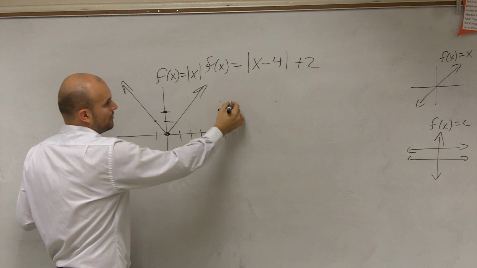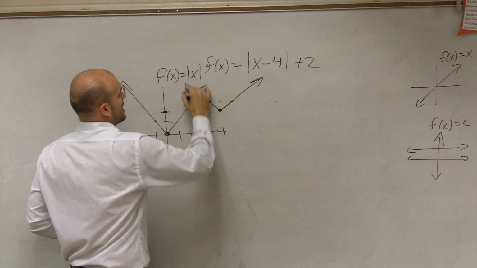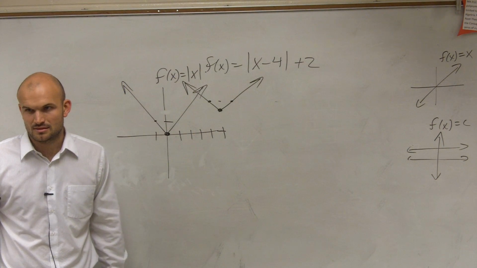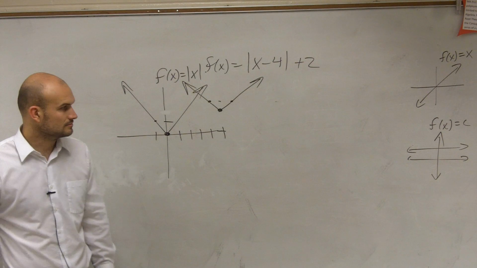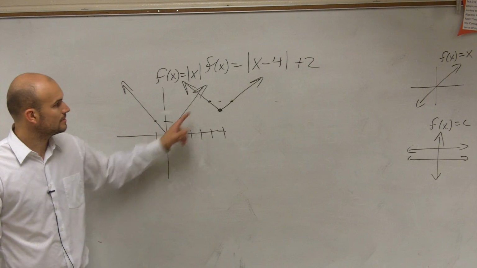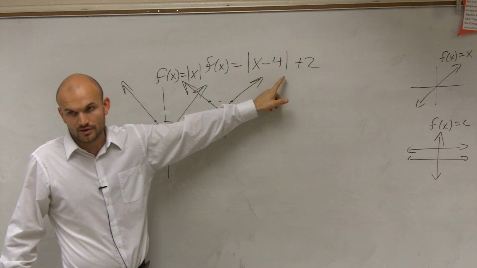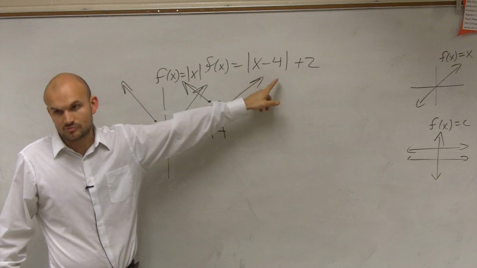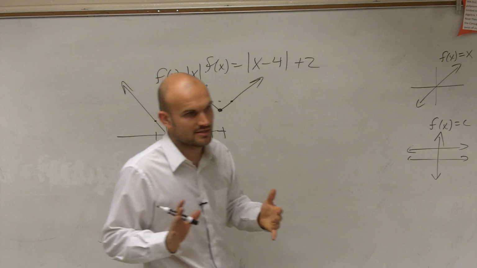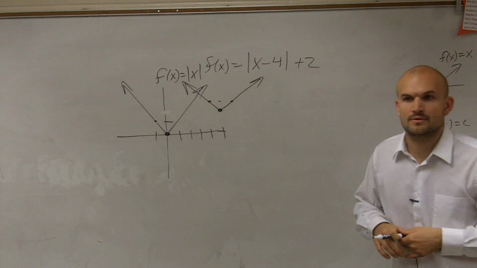So I'm still going to go up 1 to the right 1, up 1 to the left 1. And now my graph looks like that. Does that make a little bit of sense? So over 4, up 2. I went up 2 because it's plus 2, and I went to the right 4 because it's subtracting inside. When it's inside the function, that shifts it left or right. When it's outside the function, that shifts it up or down.